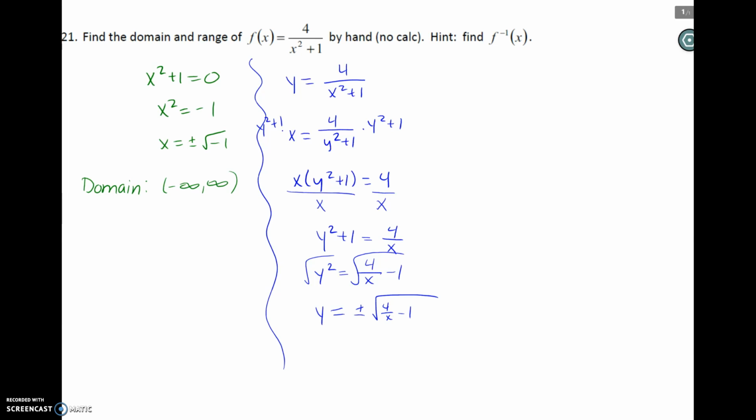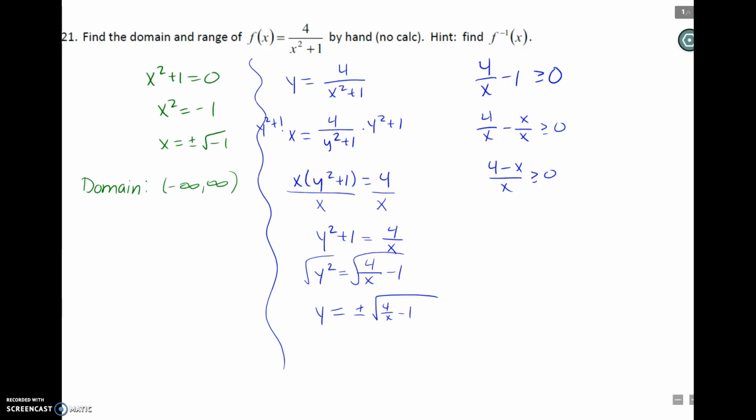To find the domain of this one, it has to be positive underneath the square root, right? So 4 over x minus 1 has to be greater than or equal to 0. We have a rational inequality, and rational inequalities mean you have to do sign analysis. So I need to go ahead and get my fractions combined. So 4 over x minus x over x is greater than or equal to 0. That means 4 minus x over x is greater than or equal to 0.